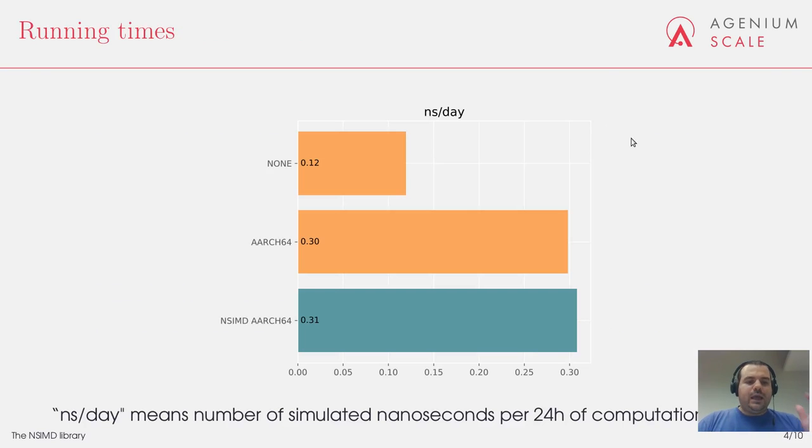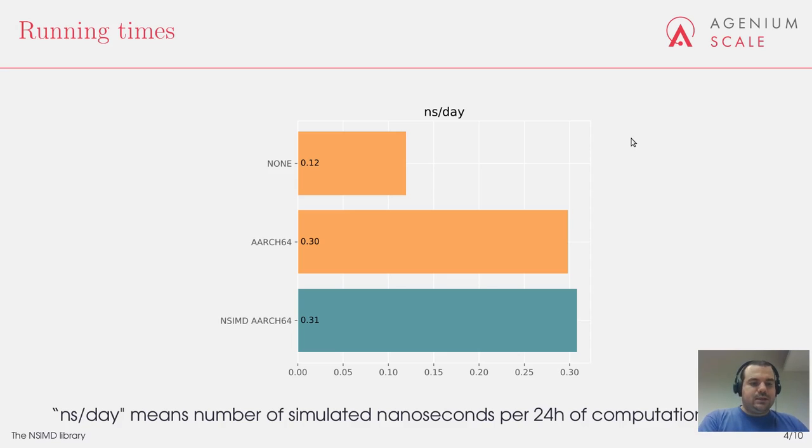And so the execution time of GROMACS is summed up in the following graph. You have three lines. The first one is the NSD counter of GROMACS when GROMACS is compiled without any SIMD backend. The second line is GROMACS compiled with the AArch64 SIMD backend. It's native code. And the third line is GROMACS compiled with NSIMD, which itself is compiled using the AArch64 backend. And as you can see, we have the same value for the NSD counter, which means that NSIMD doesn't incur any overhead on the execution time of GROMACS.